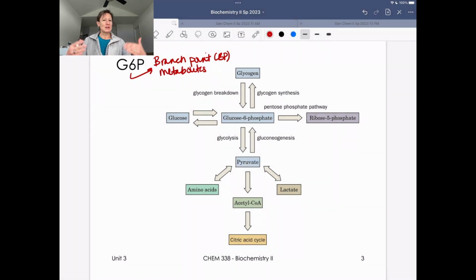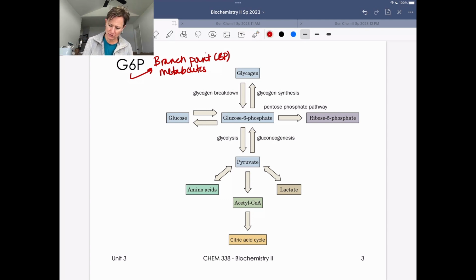So what I'm going to do is just walk you through this figure, a great figure again to summarize things that we've learned about and to introduce some of the things that are new, particularly as they relate to this branch point metabolite. Remember, branch point metabolites are metabolites that things feed into and out of.